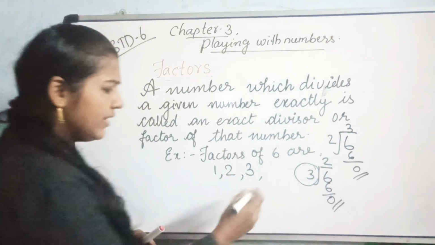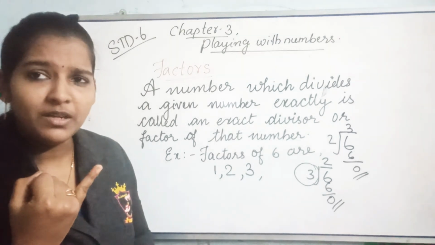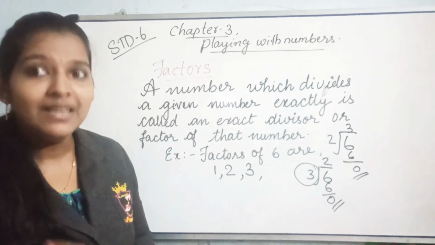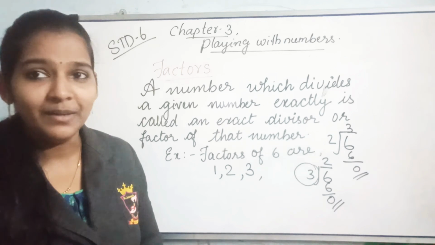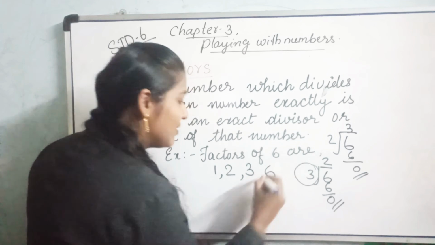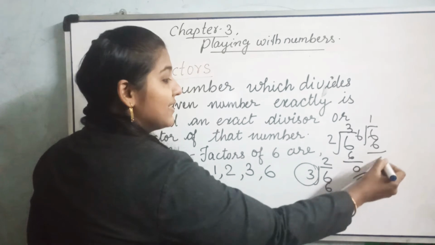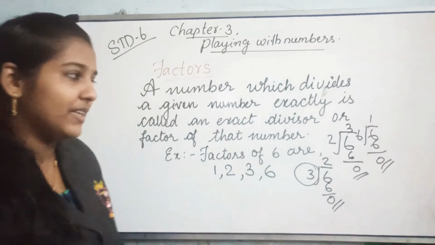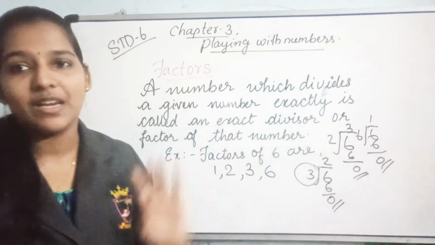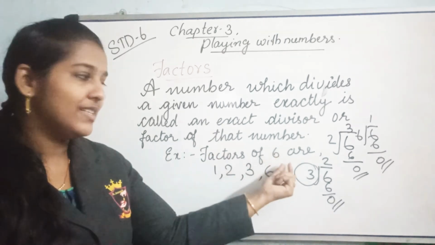Got it? Now tell me children, is there any other number? Does the number 6 come in 4's table? No. 5's table? No. Then what about 6? Yes, 1 6 is 6, right? So in 6's table we will get 6. So you can write 6 also a factor. That is 6 divided by 6 is 1 time and the remainder is 0. So 6 is also dividing the number 6 without leaving any remainder. So 6 is also a factor of the number 6.